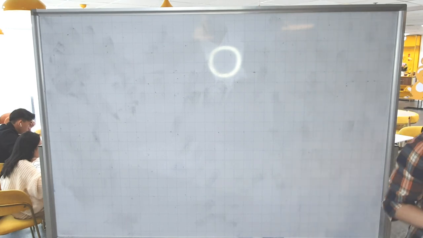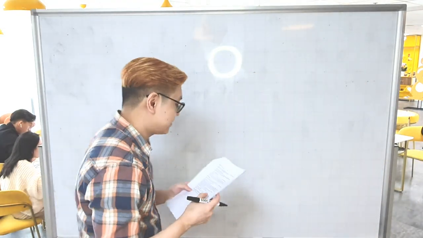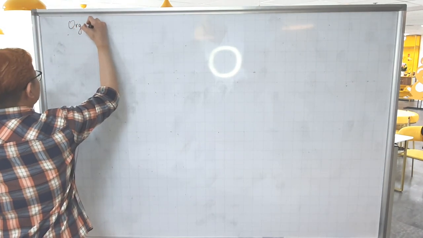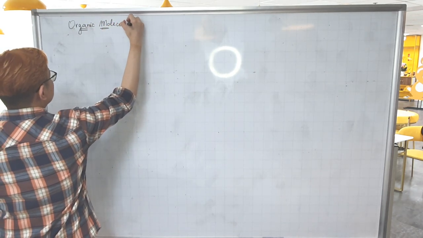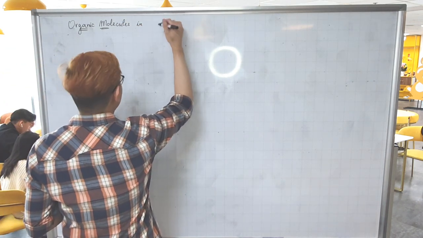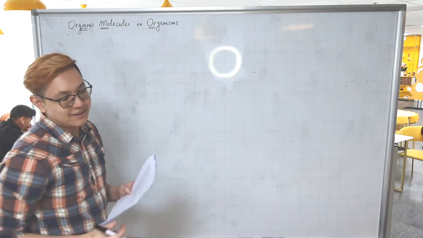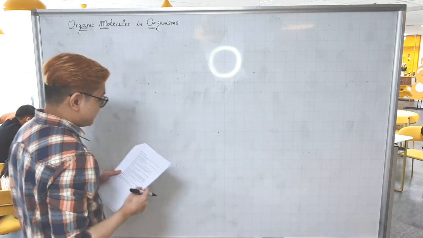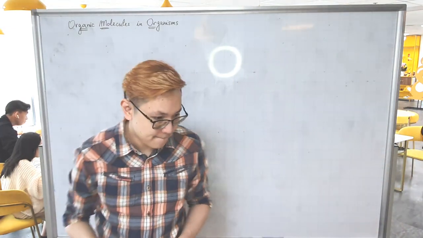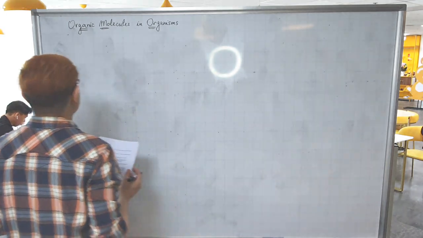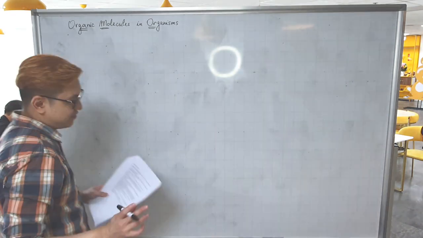Okay, good enough now. Let's talk about organic molecules in organism, okay? Những phân tử hữu cơ trong những sinh vật sống. Organic molecules in organism and their respective function. Và cái chức năng tương xứng của nó. So mainly we talk about fat, sugar, and protein. Okay, let's talk about sugar first.